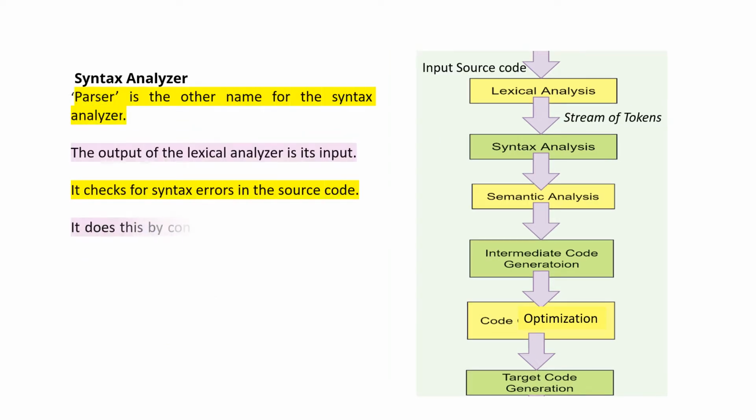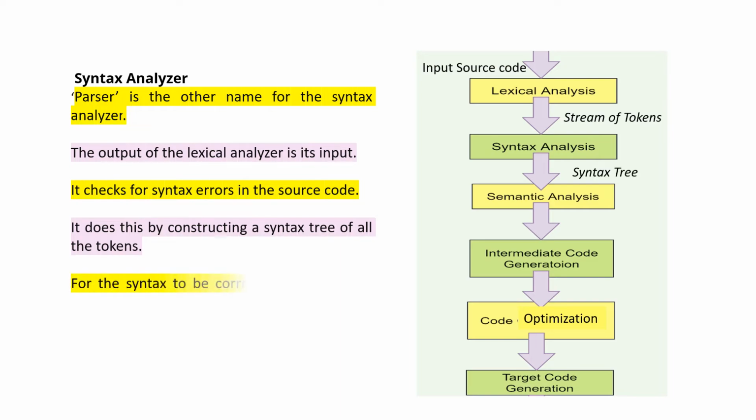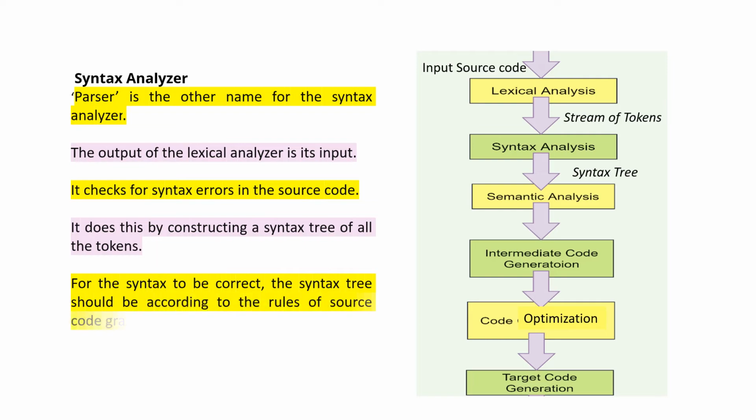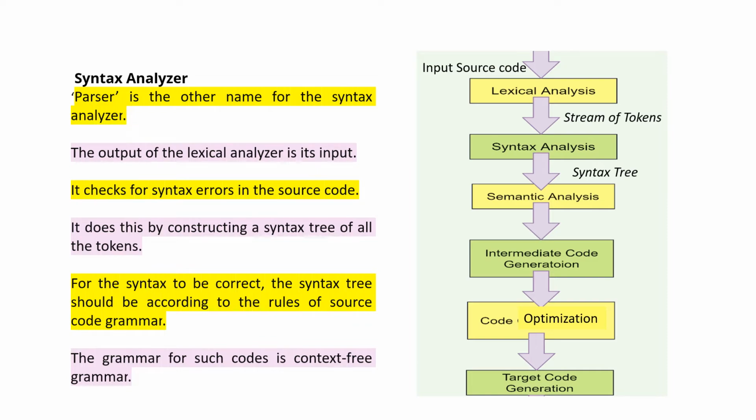Next is the syntax analyzer. The parser is another name for this syntax analyzer. The output of the lexical analyzer, that is the stream of tokens, is its input, and it checks for the syntax error in the source code. It does this by constructing a syntax tree of all tokens. For the syntax to be correct, the syntax tree should be according to the rules of the source code grammar. And the grammar for such source code is context-free grammar. So this is done by the syntax analyzer, which constructs a syntax tree.